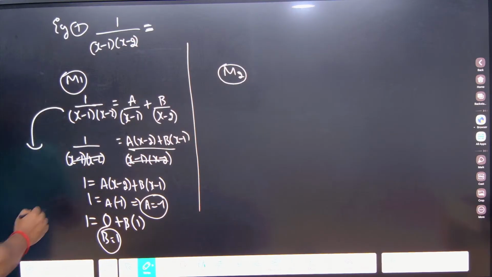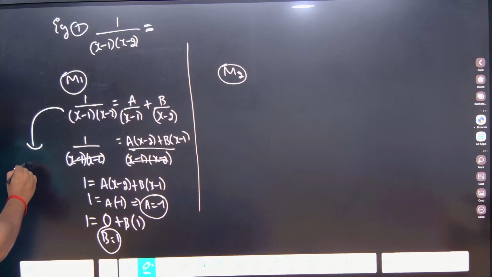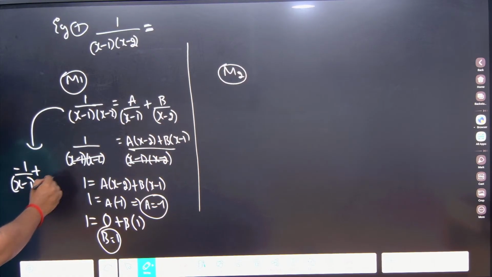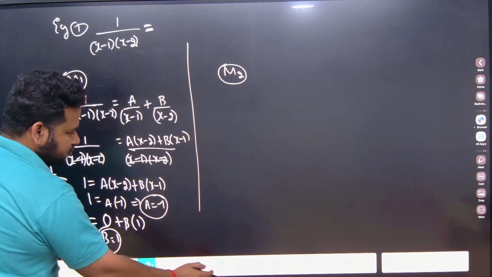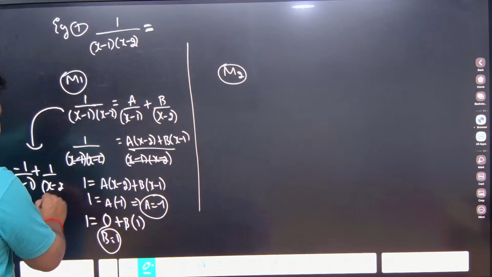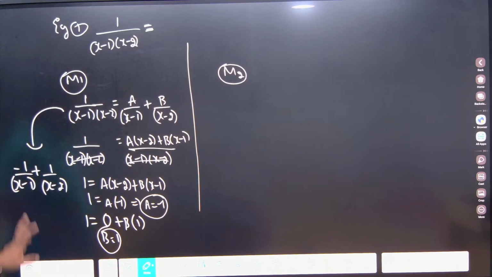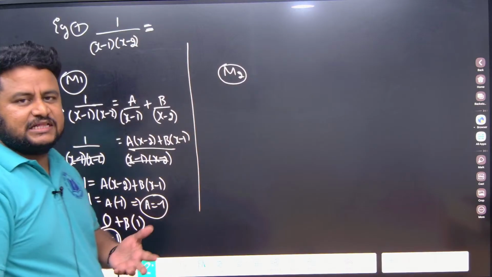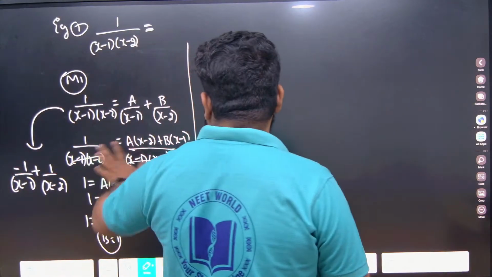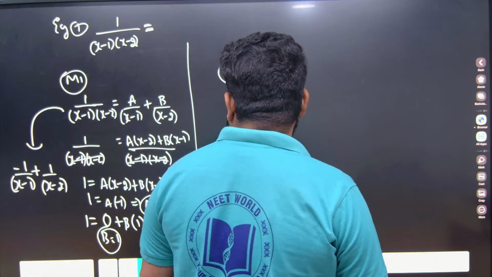So the partial fraction will transform into minus 1 by x minus 1, that is a is minus 1, and b is 1 by x minus 2. This is what I will be having as the partial fraction. Here the most important thing is writing it in proper form and also finding the values of the constants. So this is the first method we solved.